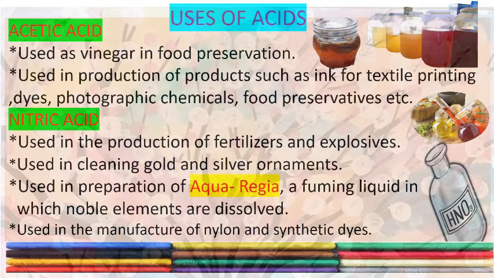Now nitric acid. Nitric acid is used in production of fertilizers and explosives like gun cotton. It is used in preparation of aqua regia. You know what is aqua regia? Aqua regia is a fuming liquid in which the noble elements are dissolved. Noble elements are gold, silver, etc., which do not react with any other element. So it is used for cleaning gold and silver ornaments also. Nitric acid is used in manufacture of nylon and synthetic dyes.